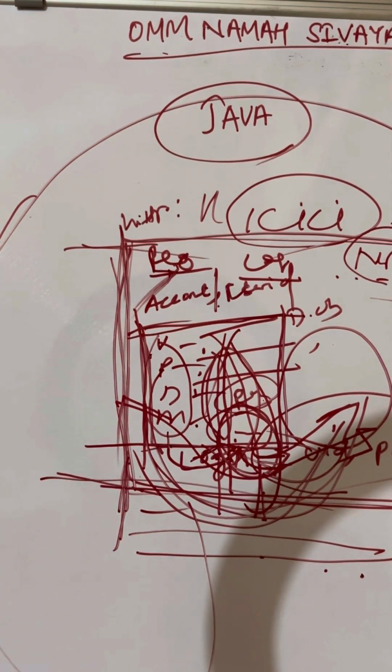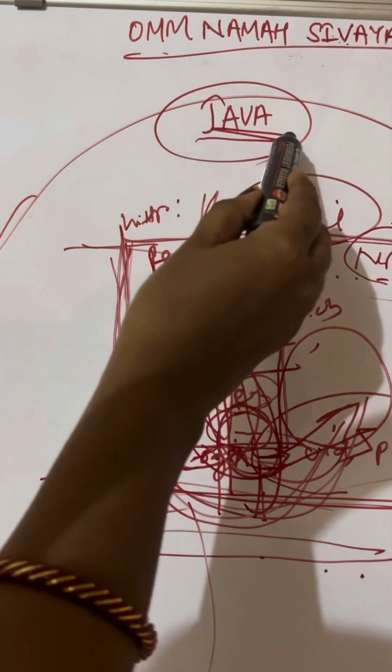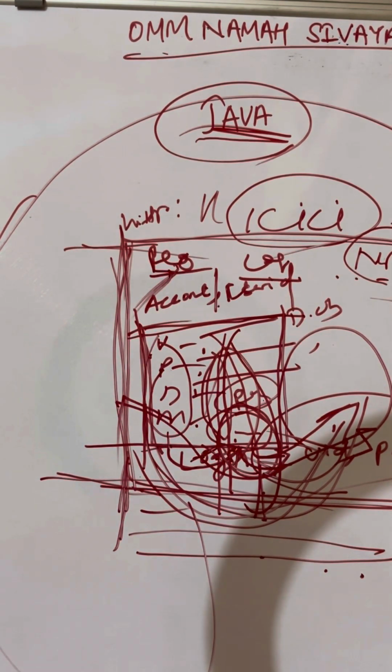Java is a programming language, like Python, C, C++, .NET, PHP. It is a technology and programming language with a computing platform. Java was first published in 1995.